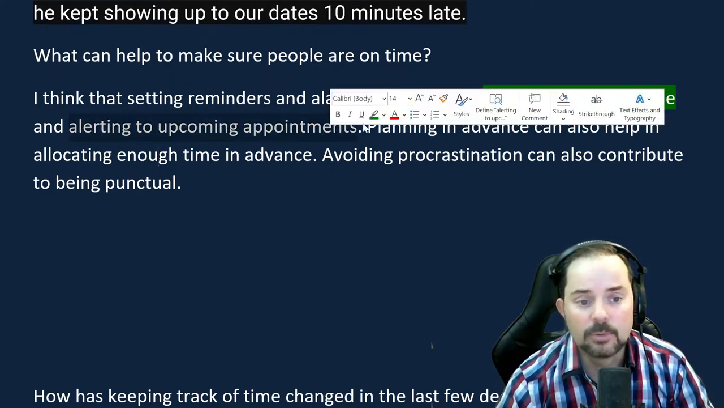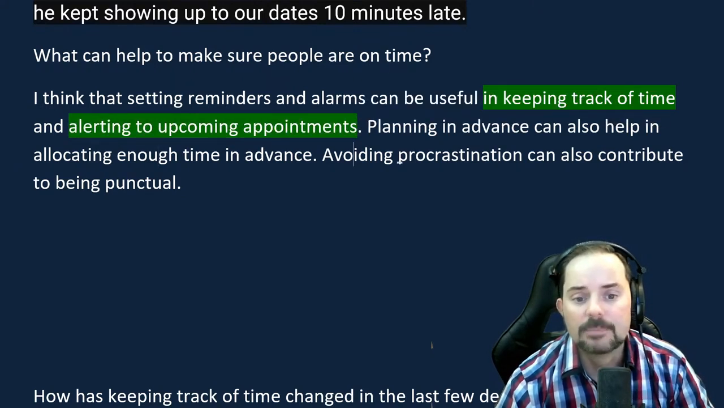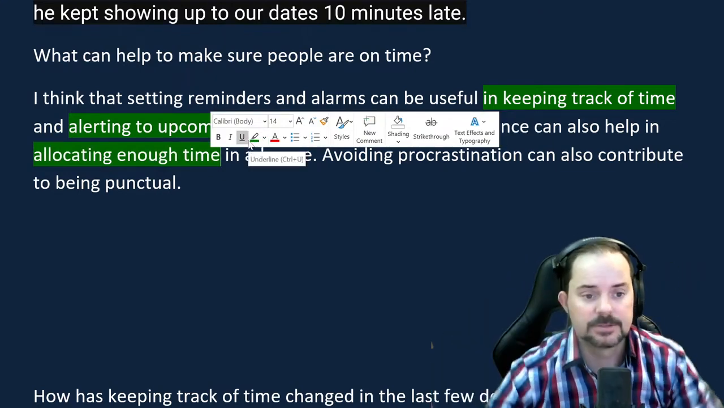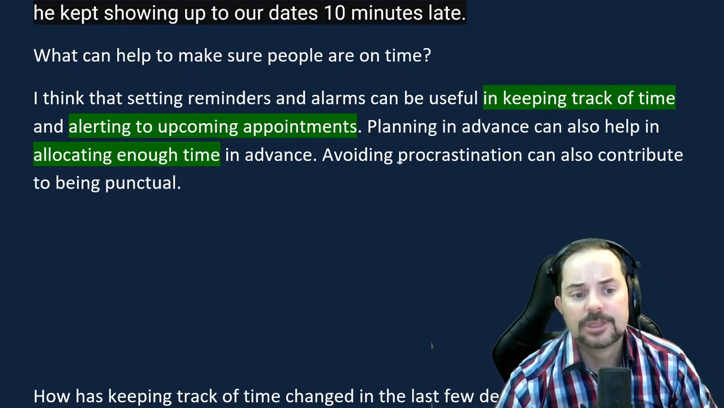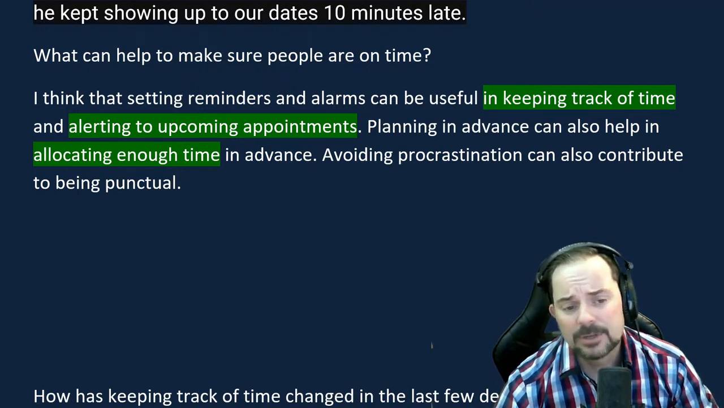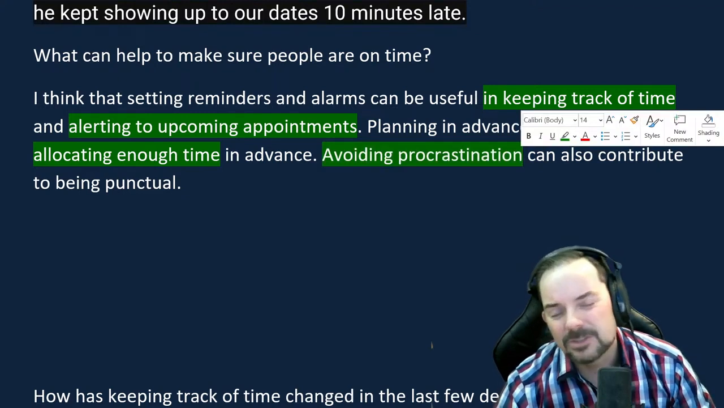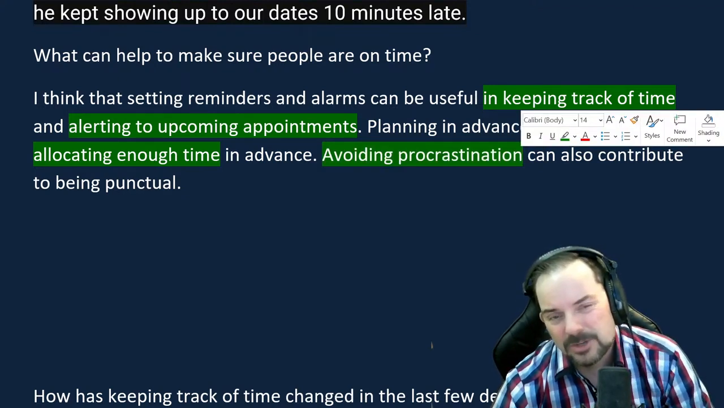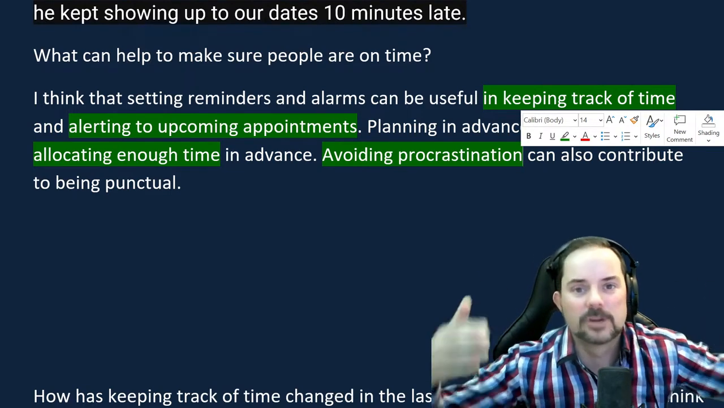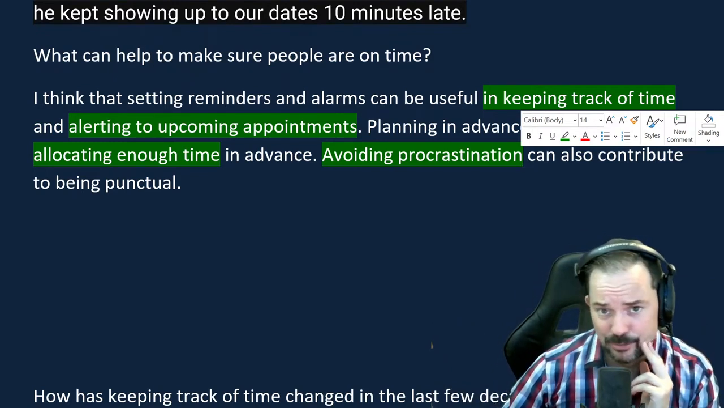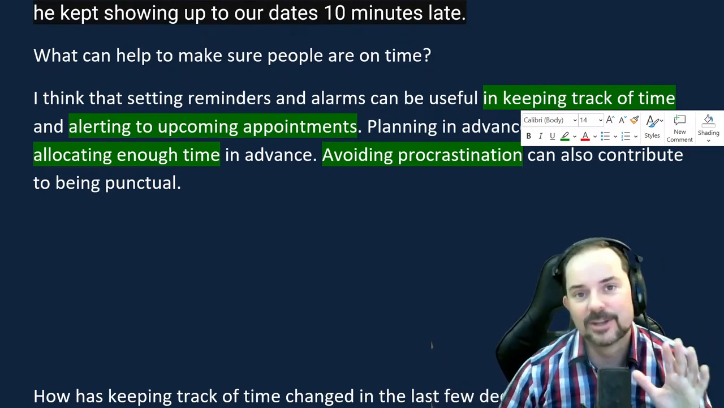Alerting to upcoming appointments, some more nice English. Planning in advance and allocating enough time is really nice. Allocating means to give time. Now the third one, you're showing me good vocabulary, Amra, by saying avoiding procrastination, but you don't really need to. I already understood that you have band 8, band 9 vocabulary as your examiner, so you don't have to overkill. You don't have to be like, I know the word allocating, and hey, guess what, I also know the word procrastination. It's like, no, I got you, you're band 9.